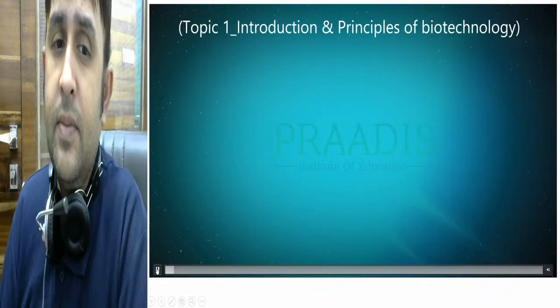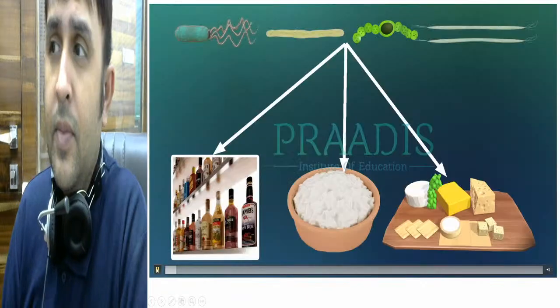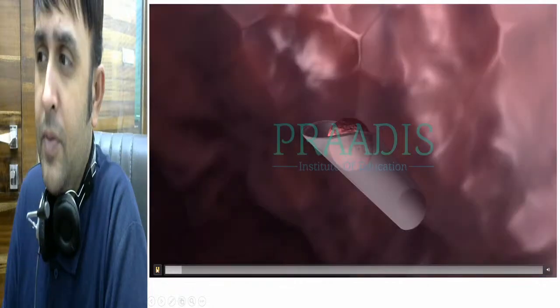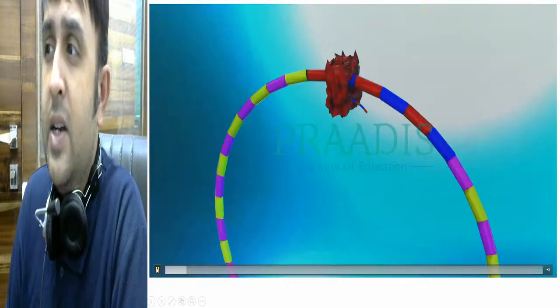Introduction. The technique of using live organisms or enzymes from organisms to produce products and processes useful to humans is called biotechnology. Many processes like in vitro fertilization leading to test tube baby, synthesizing a gene and using it, developing a DNA vaccine or correcting a defective gene are also parts of biotechnology.